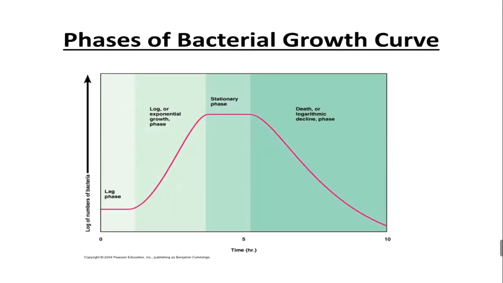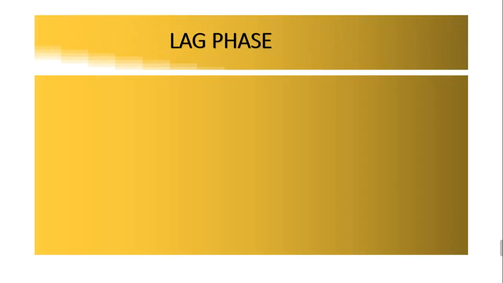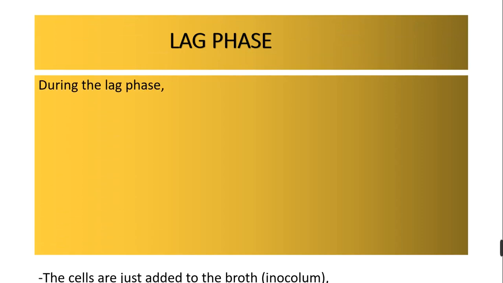This is a pictorial presentation of what we'll be talking about today. As you can see from this graph, this is the lag phase, the beginning where the organism is trying to adapt to the environment. Then we have the log phase or the exponential phase, the stationary phase, and the death phase. Let's move straight to the lag phase.